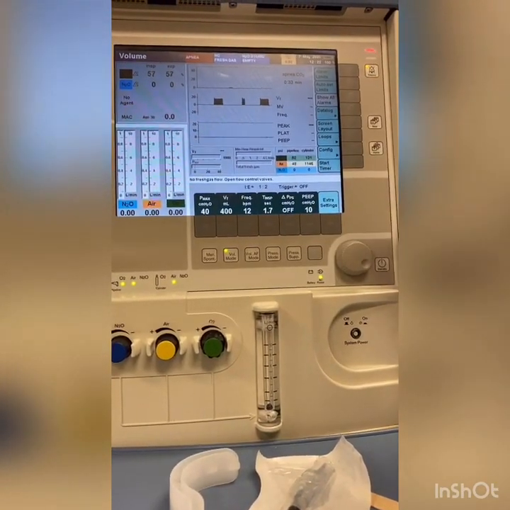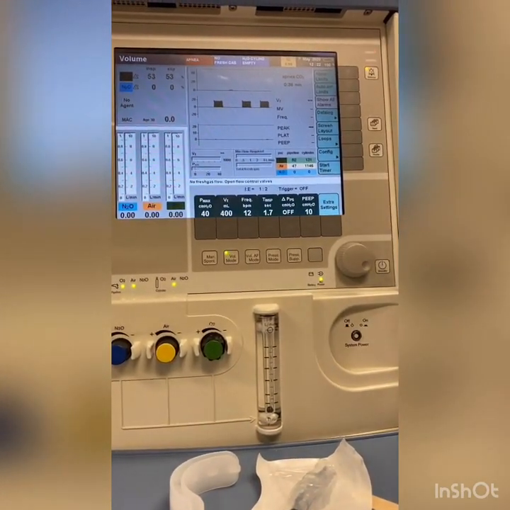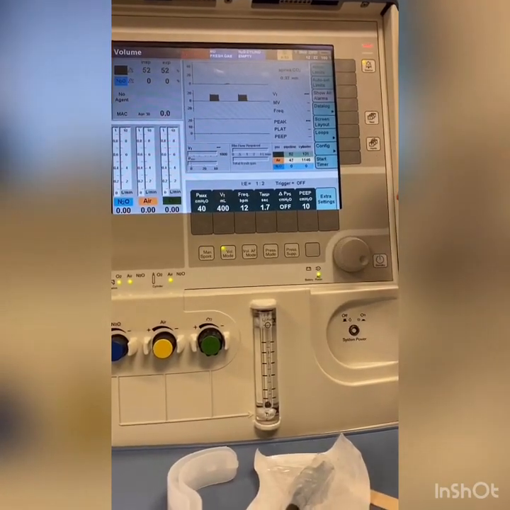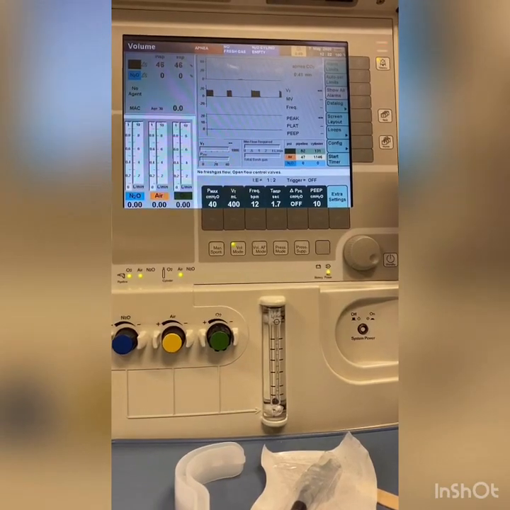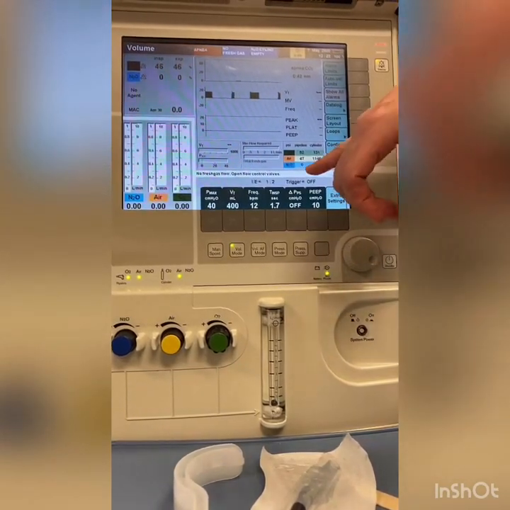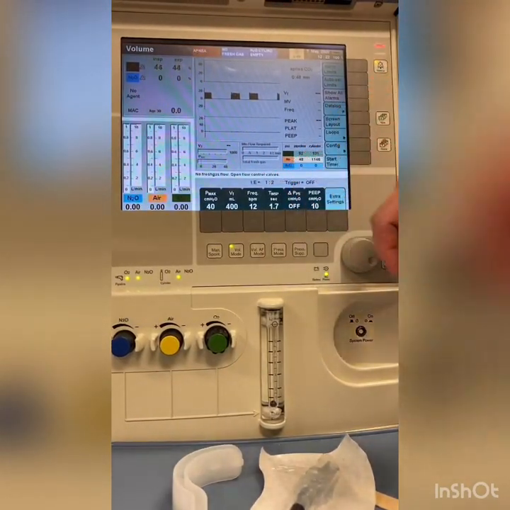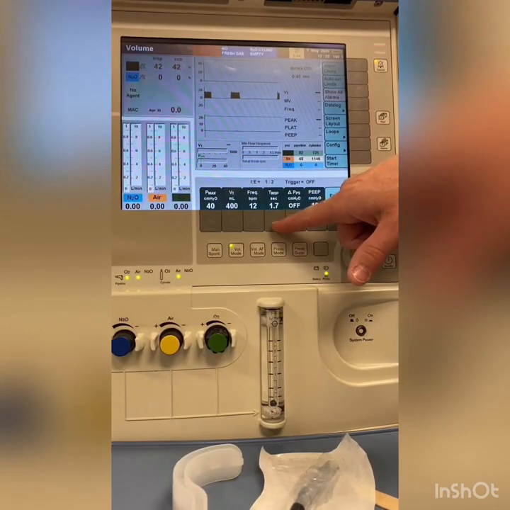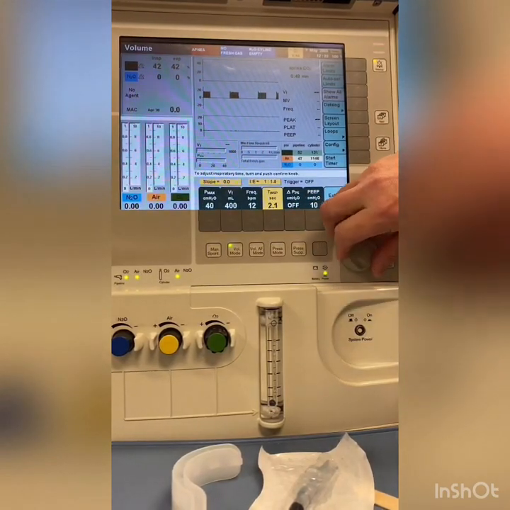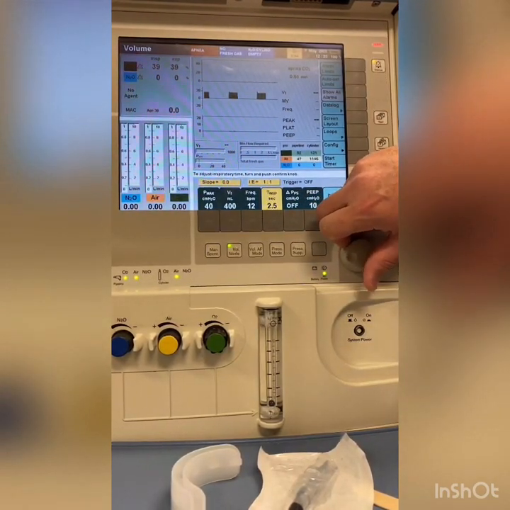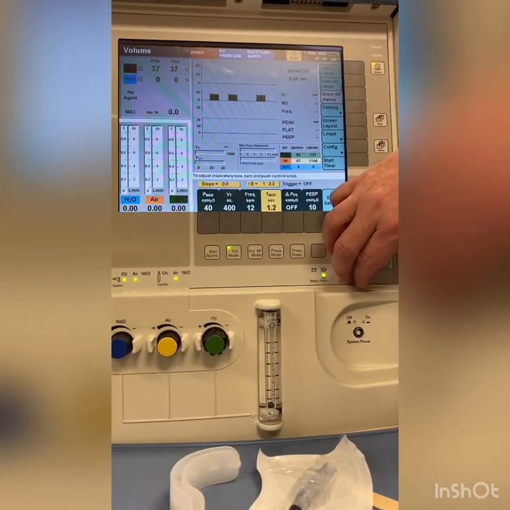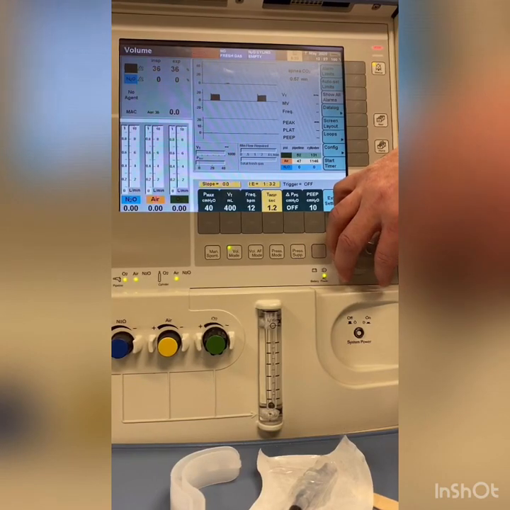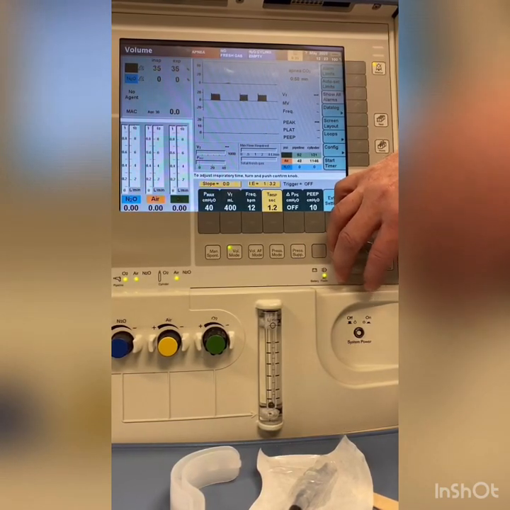Let's say I have COPD. Now I have an obstructive disease process going on. I need more time for exhalation so I don't stack breaths on them. I will change that for a 1 to 3. And on this particular machine, we can change the inspiration time to go to 1 to 1 or 1 to 3. Now this is just to get you in the ballpark to start the ventilator.